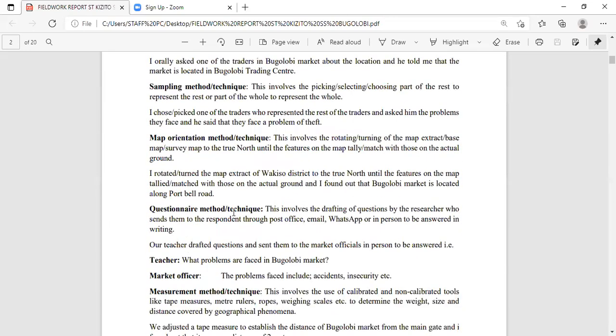Then you come to a questionnaire, you drafted questions. A method which involves drafting questions by the researcher, who sends them to the respondent through post office, email, WhatsApp, Facebook, etc., to be answered in writing. Our teacher drafted questions and sent them to the market officials in person to be answered.